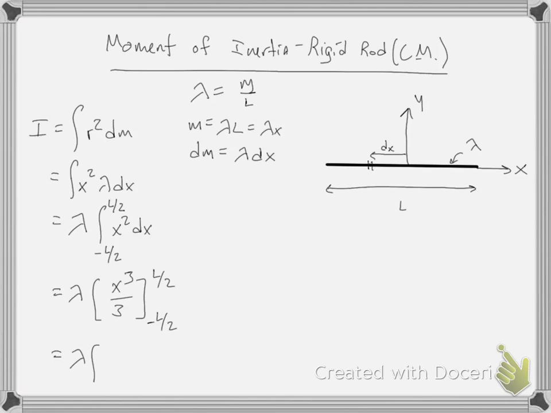Plugging those limits in, we have L cubed over 3 times... 2 times 2, no, I was totally wrong on there. That should be 2 cubed is 8. Minus, plugging in minus L over 2 cubed gives us negative L cubed over 8 with the 3 out front. Let me write it like that.